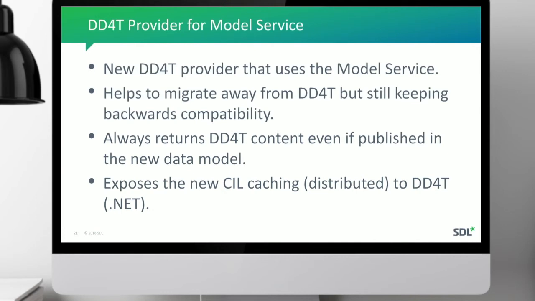Steps are quite simple. You install model service, you drop in the new provider, and start slowly republishing content and writing new code that will use R2 format. The details of how we use this provider differ a bit between .NET and Java, of course, but the general idea is the same, and all the details you can find in documentation and in our documentation portal.